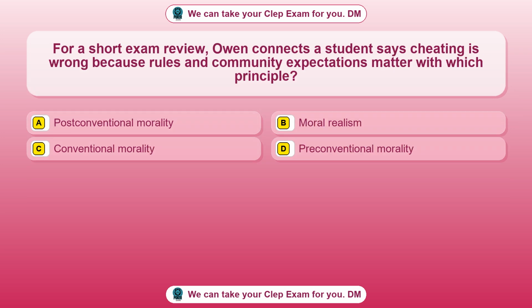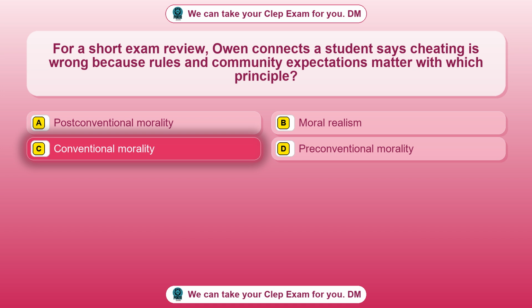Question 21. For a short exam review, Owen connects a student who says cheating is wrong because rules and community expectations matter with which principle? Option A, post-conventional morality. Option B, moral realism. Option C, conventional morality. Option D, pre-conventional morality. The correct answer is option C.